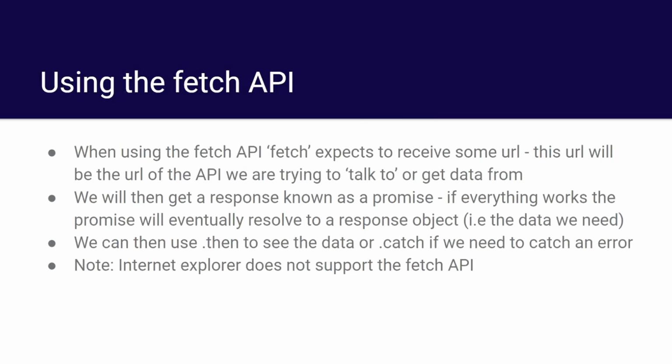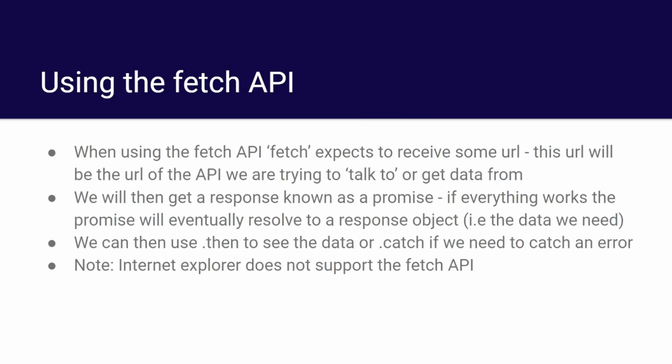But when we get a response back from an API, we're going to get a response that is known as a promise, okay? If everything works out, the promise will eventually resolve to a response object, i.e. the data we need. What we can then do is use .then to see the data, or catch if we need to catch an error, okay?